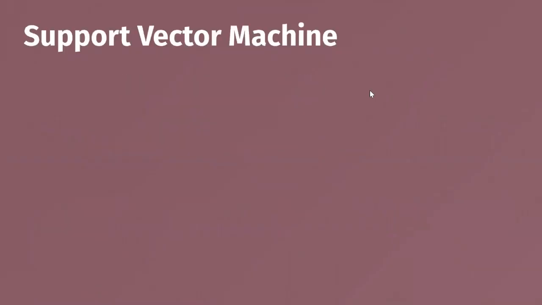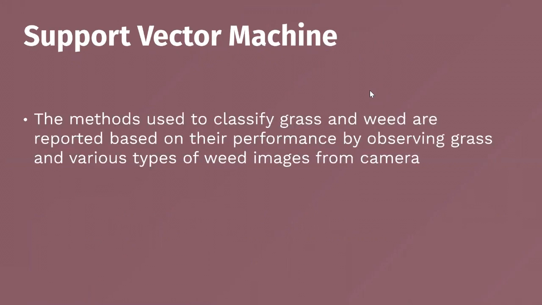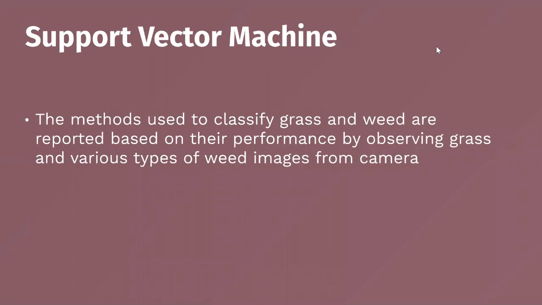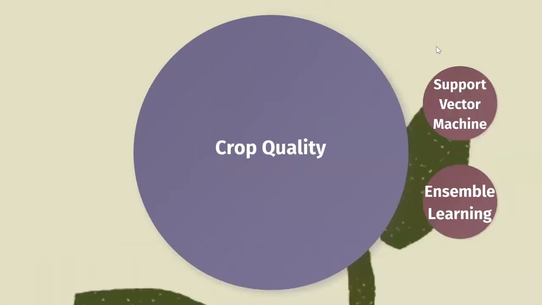The second model that can be used is support vector machine. The methods used to classify grass and wheat are reported based on their performance by observing grass and various types of wheat images from a camera. Now we have done wheat detection. We'll proceed to crop quality.